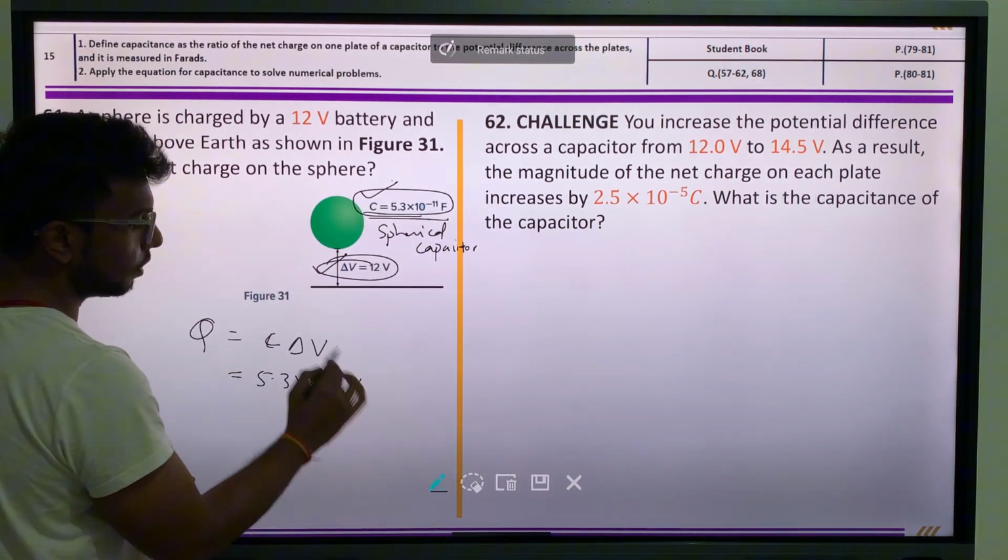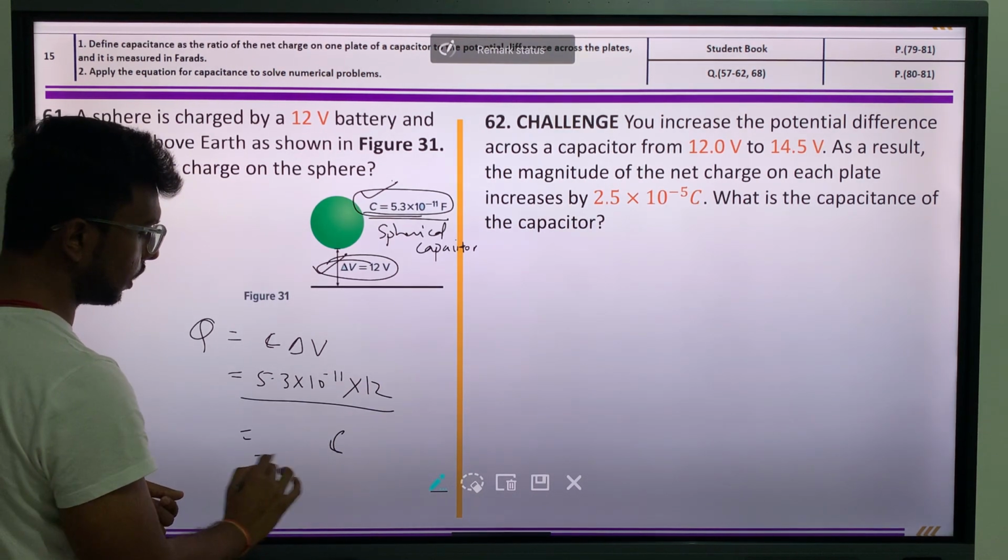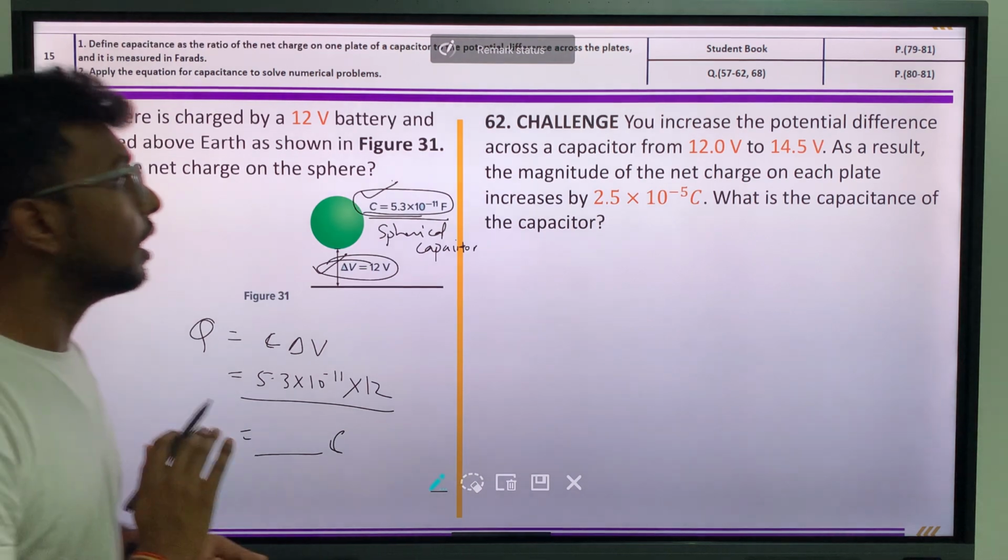Capacitance times the voltage, which is 12, multiply, that many coulombs. That is the answer. Last question.